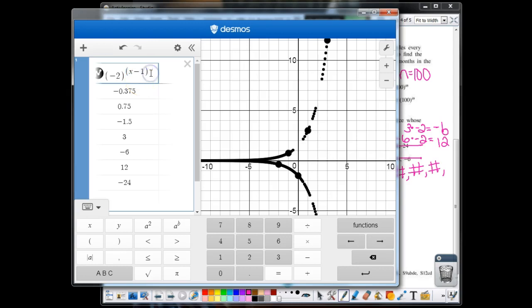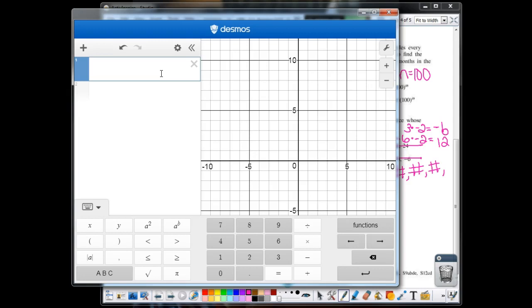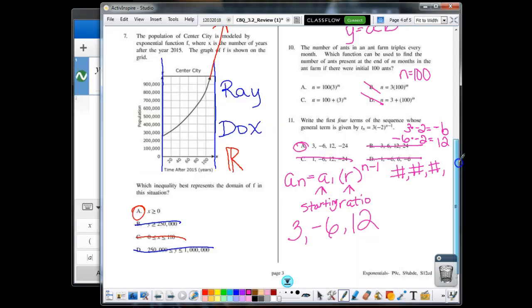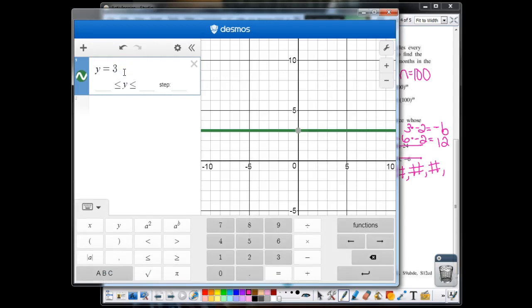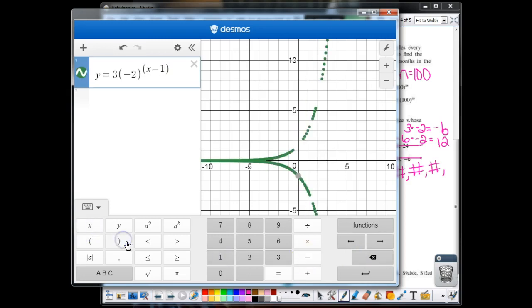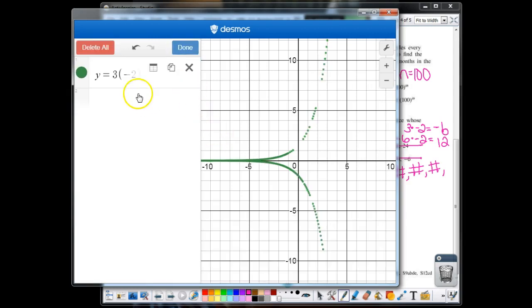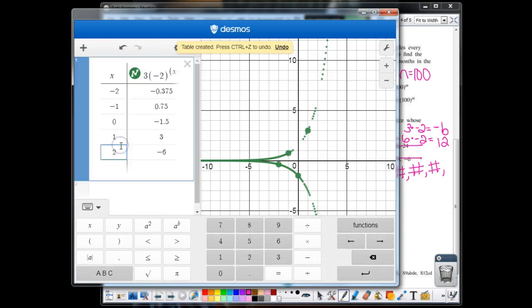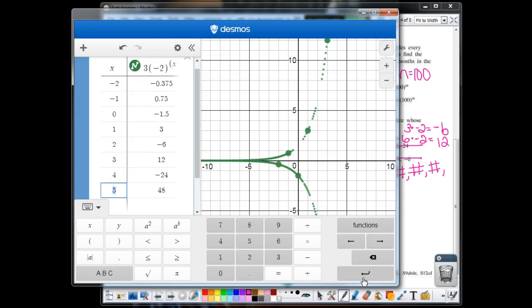Wait, if I have a question, do we need to add the t sub n? No. All you have to do, I'll show you how I did it. So I did y equals 3, right? So instead of the t sub n, I changed that to y, and then the n is going to change to x. So 3 parentheses negative 2 raised to the power. Now if I do x minus 1, it's not going to let me, right? So you have to put it in parentheses, x minus 1. And then from there, click settings and convert to a table. And so this is the term number, right? So the first term is 3, second is negative 6, and so on. Okay?